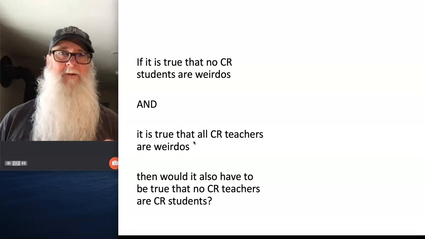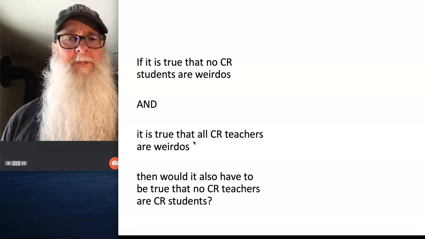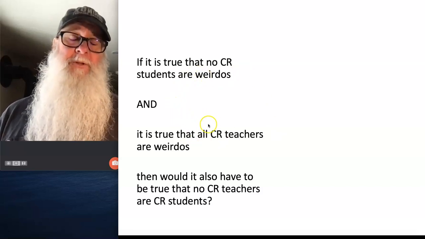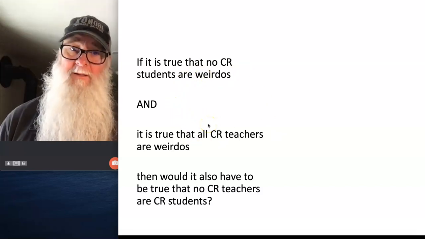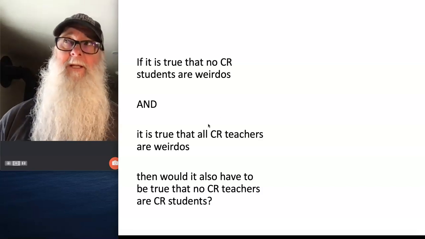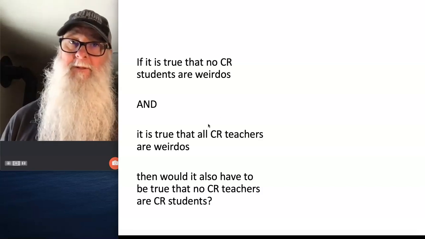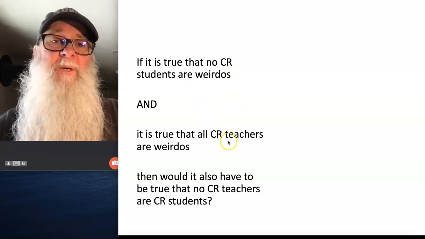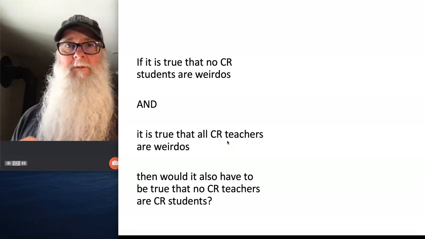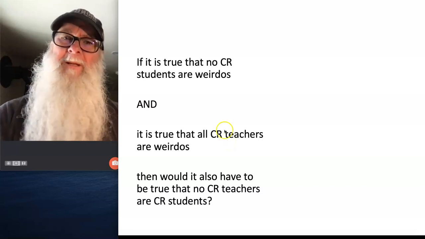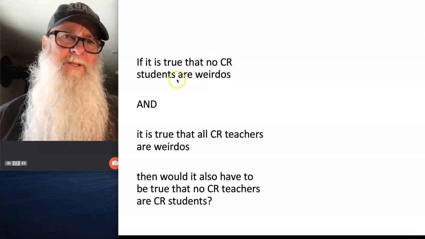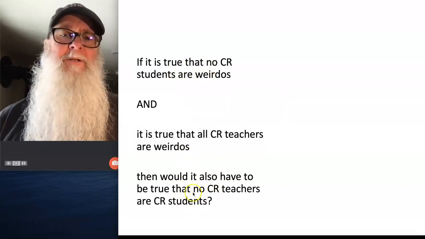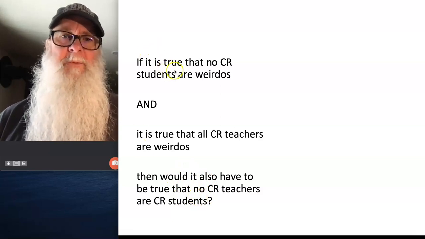Okay? There's no way for the statement "no CR teachers are CR students" to be false if these first two statements are true, because if it were false, that means there's at least one CR teacher who's a CR student. And because the second statement asserts that all CR teachers are weirdos, that one teacher who's also a student would by definition be a weirdo as well. But the first statement tells us that no CR students are weirdos. So we have a contradiction here. So there's no way that the conclusion can be false without creating a contradiction with one of the premises.